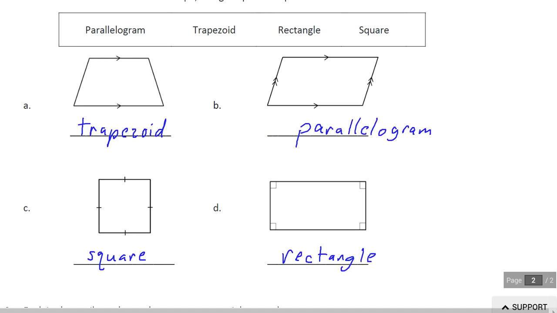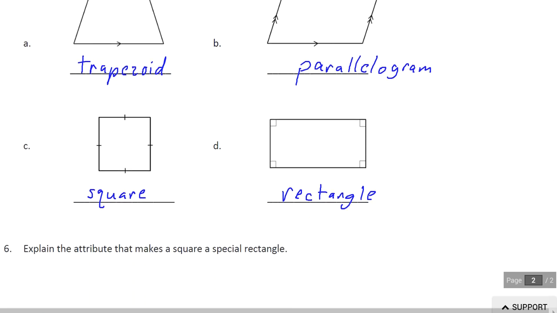All righty, how'd you do? I know you did great. These are shapes you should well know by now, so hopefully that went well. Let's go on to number 6.